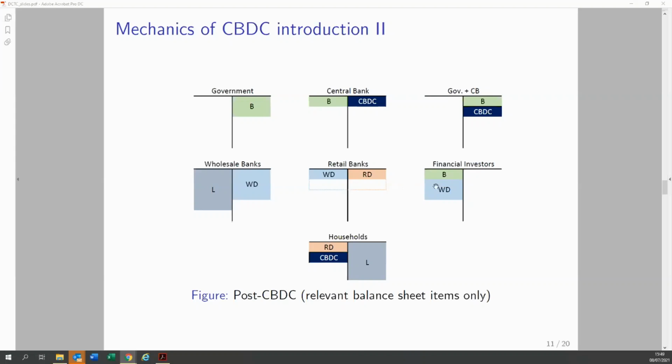Financial investors, then, and this is just a feature of our model, would then get rid of those retail deposits and turn them into wholesale deposits, which is what happens here. So basically their balance sheet size is unchanged, but their composition is changed. And this is also what happens essentially in the simulation that I will show you in a minute. On top of that, there will then, of course, be general equilibrium effects that I can't show you in this picture, but this gives you the gist of how the CBDC introduction works when it's a one-off permanent introduction of CBDC into the economy.